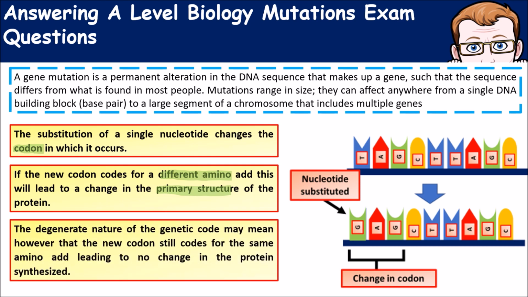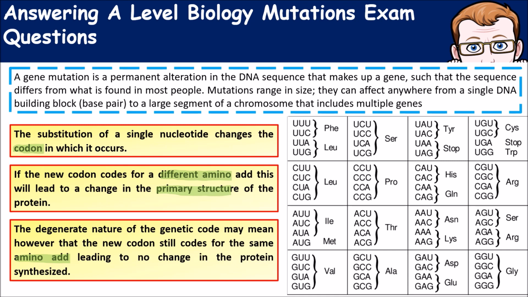Because of the degenerate nature of the genetic code, the new codon might still code for the same amino acid. We can see here that more than one codon codes for the same amino acid. For instance, if that UUU got changed to a UUC, it would still code for the same amino acid.